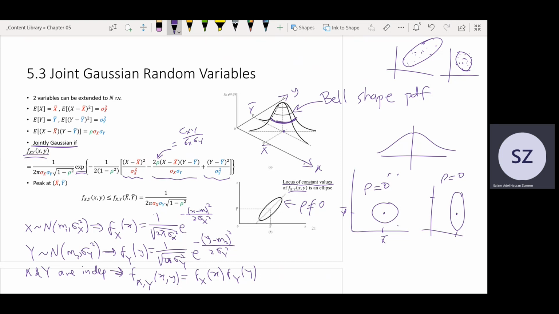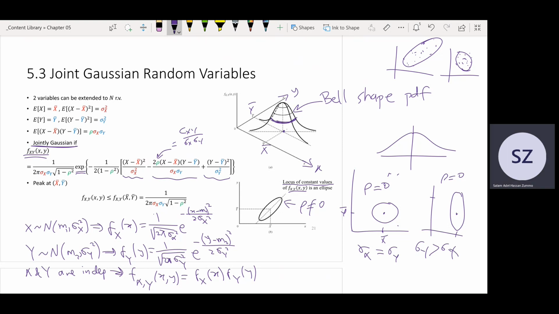ايش معنى البيضاوي بس بدون ميلان؟ What does this mean? Variance of Y exactly larger than variance of X, صح؟ بينما هنا variance of Y ايش؟ Variance of X equal to Y. Now, what will be the shape if you have variance of X larger than variance of Y? Horizontal. حيكون بيضاوي لكن horizontal. ممتاز. And variance of Y larger than variance of X.